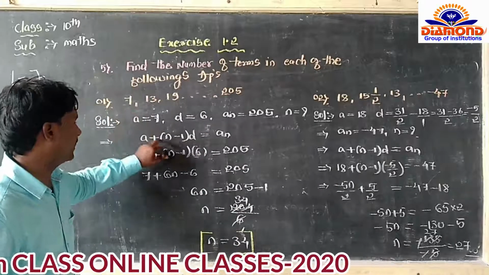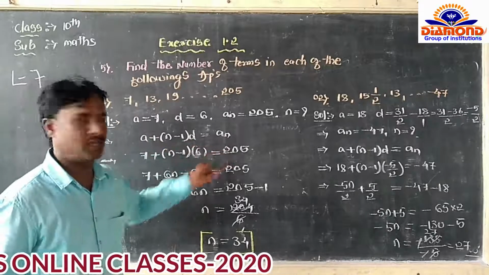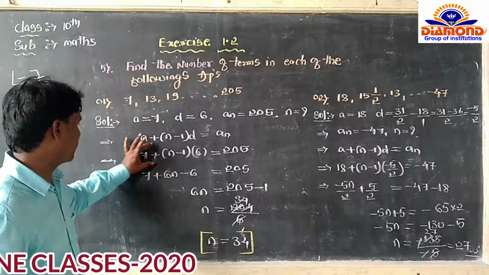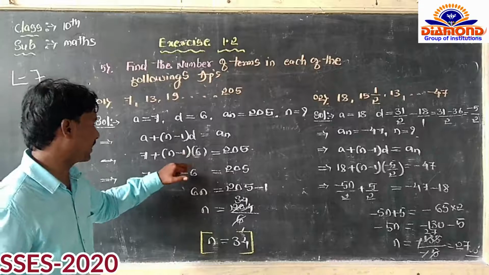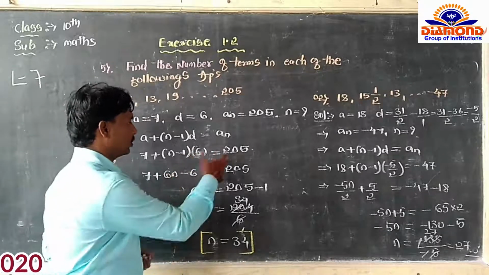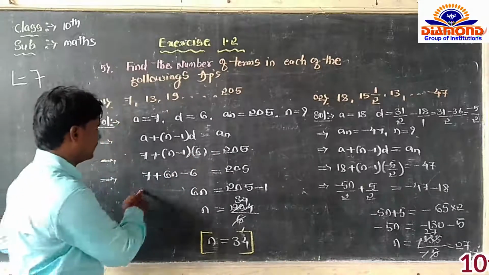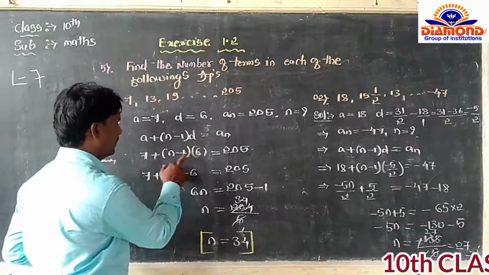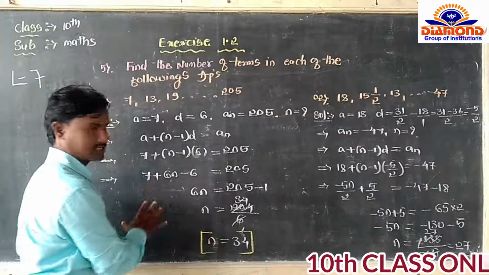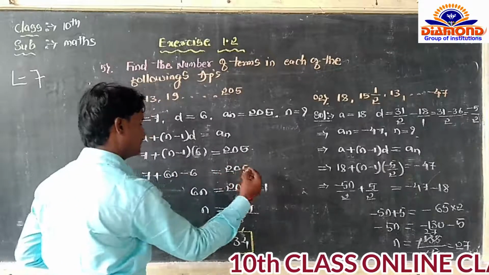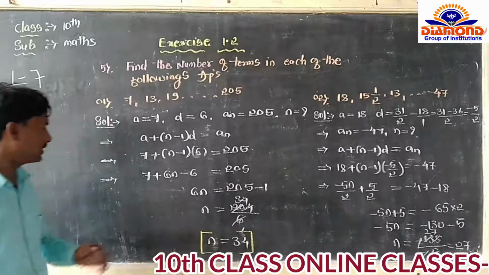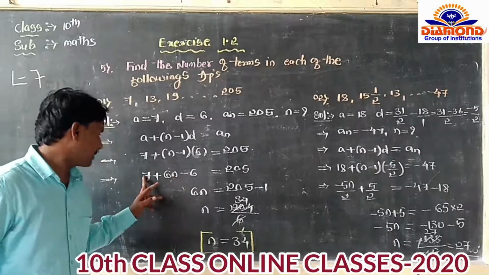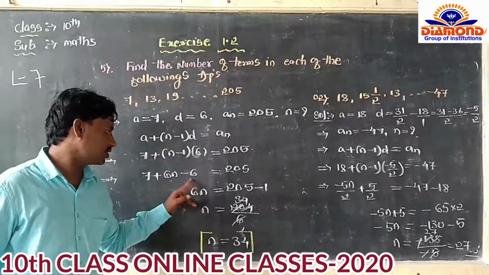a plus (n minus 1) d is equal to an. So now a value is 7 plus (n minus 1) 6 is equal to 205. Now 7 as it is, plus 6 into n is 6n, plus 6 into minus 1 is minus 6. Afterwards 205 as it is. Next, 7 minus 6 is equal to 1.